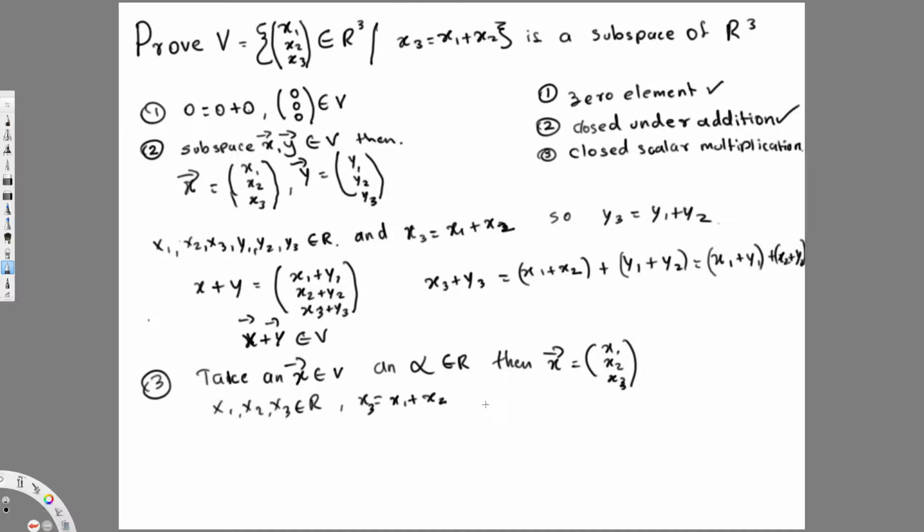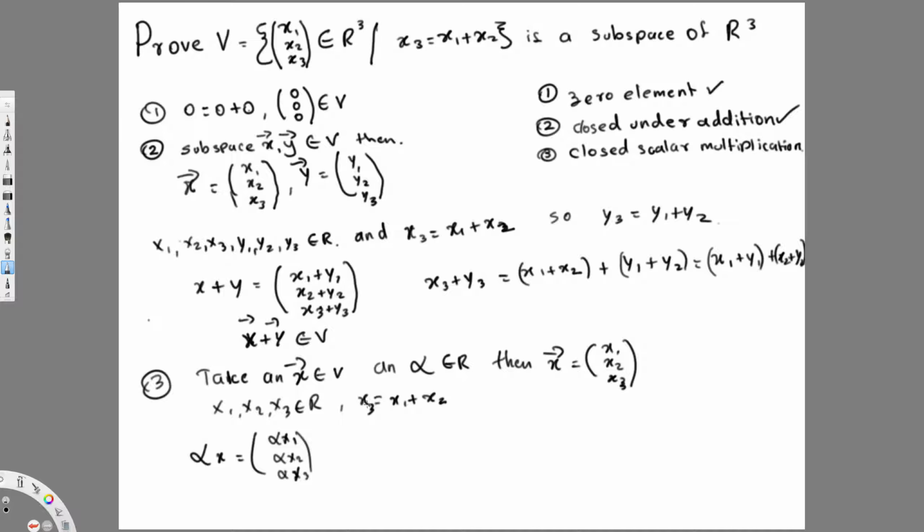Since we have this x value here, I simply multiply it by the scalar. So let's say alpha x. If I take alpha x, I have to multiply alpha by everything: alpha x1, alpha x2, alpha x3. Since we have these three numbers, we have to prove that alpha x3 should be equal to the addition of the first two numbers. That's the basic thing, right? The third value should be equal to the addition of the first two values. That's what we have to prove.